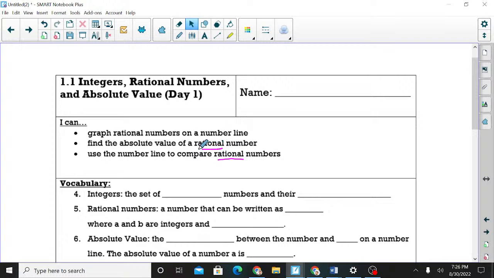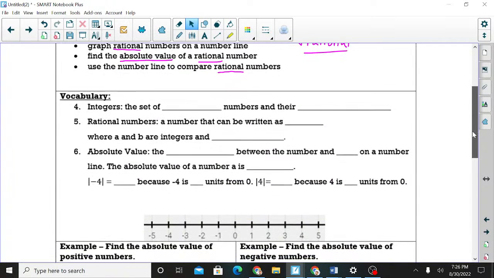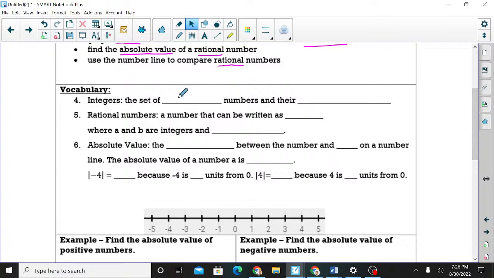So rational is one of these key words that you see 3 times here. So we've got to make sure that we know what a rational number is. So that's an important thing. Also, you'll notice that it's on here once, but absolute value. That's what we're going to spend a lot of time working on today. So looking at this, first of all, I'm just going to start you off with some vocabulary.